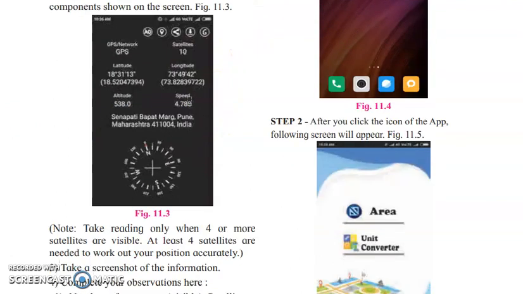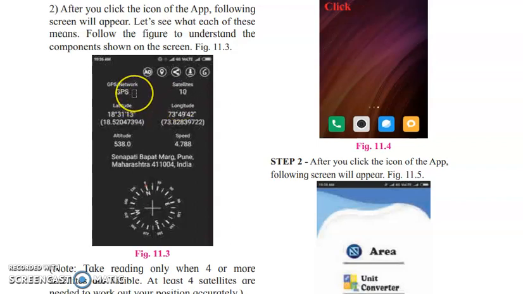Okay, after that you need to take the readings. So what are the readings necessary here? GPS network is GPS. What is the number of satellites? Number of satellites यहाँ पे इन लोगों ने 10 दिया है. You just have to note the latitudinal extent. What is the latitudinal extent? And what is the longitudinal extent? Okay, उसके ऊपर आप altitude और speed भी count कर सकते हो. And then you can see what is the location. It is Senapati Bapat Marg, Pune, Maharashtra 411004, India.